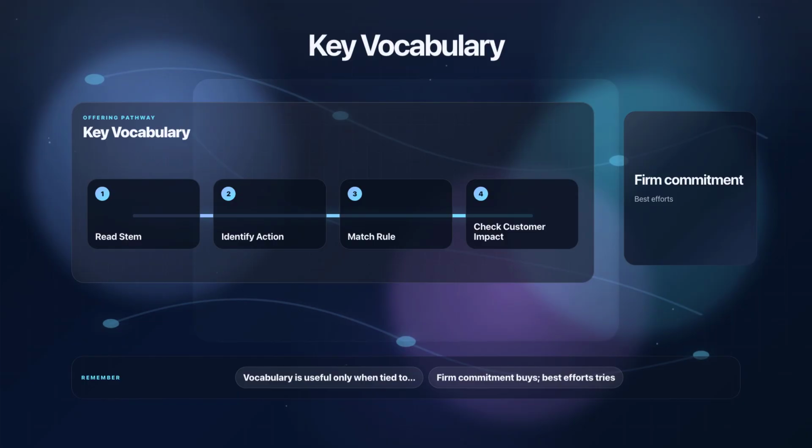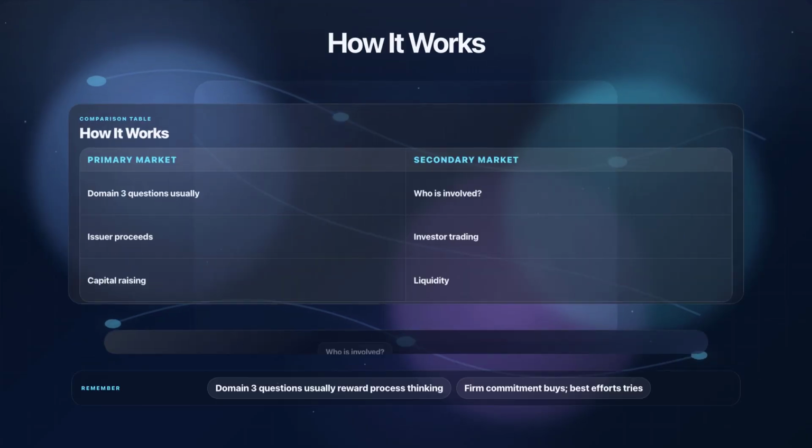Focus on these terms: firm commitment, best efforts, underwriter risk, issuer proceeds, and offering distribution. The exam may use one of these terms directly, or it may describe the concept without naming it. When that happens, slow down and translate the facts into the correct vocabulary before evaluating the answer choices.